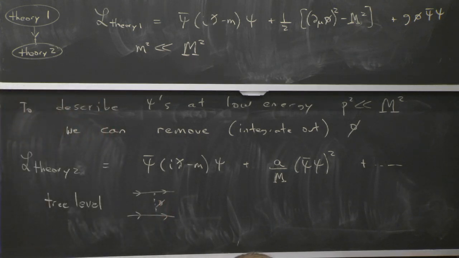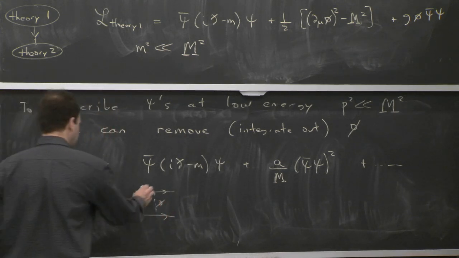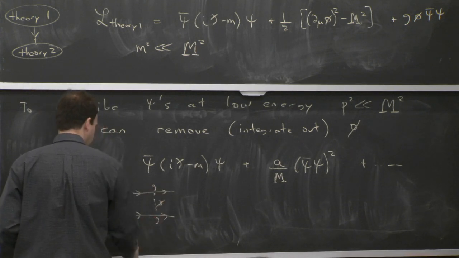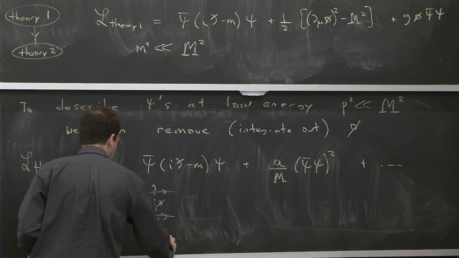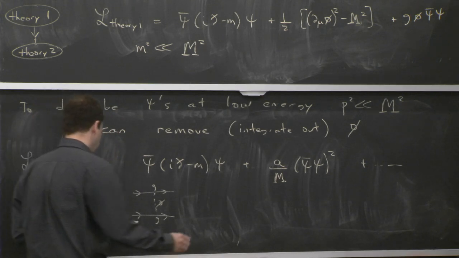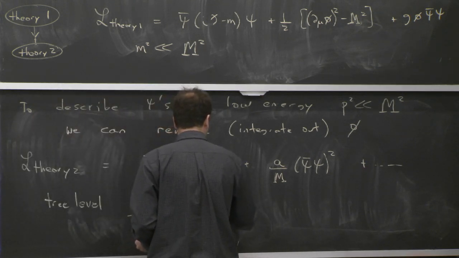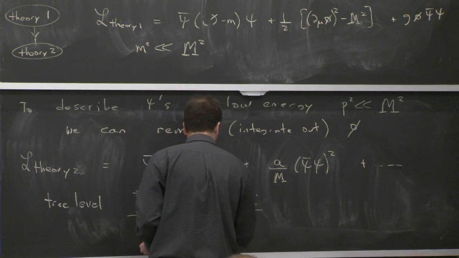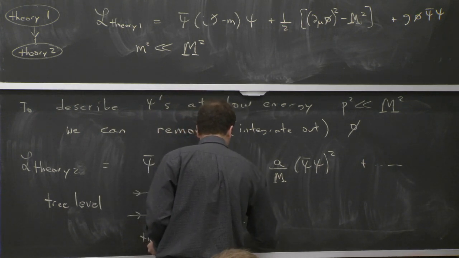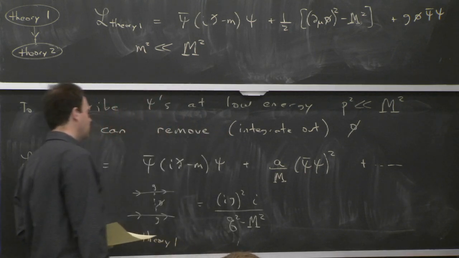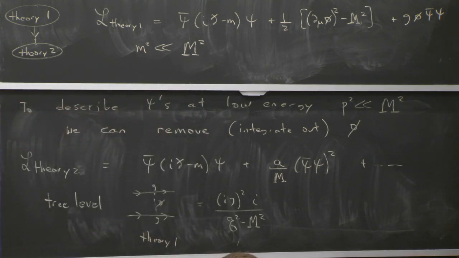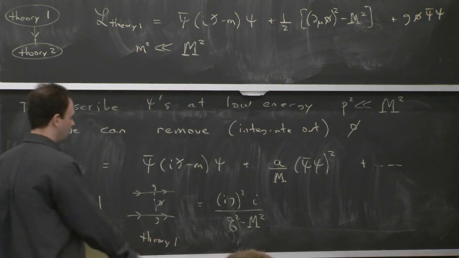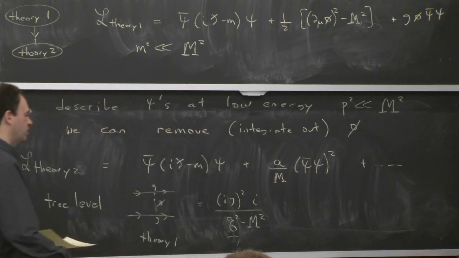So here's a Feynman diagram in theory 1 with Yukawa couplings here. We would calculate this Feynman diagram. And we would assume that all the momentum of the external particles are small. And that means that this is small. And we would just expand.